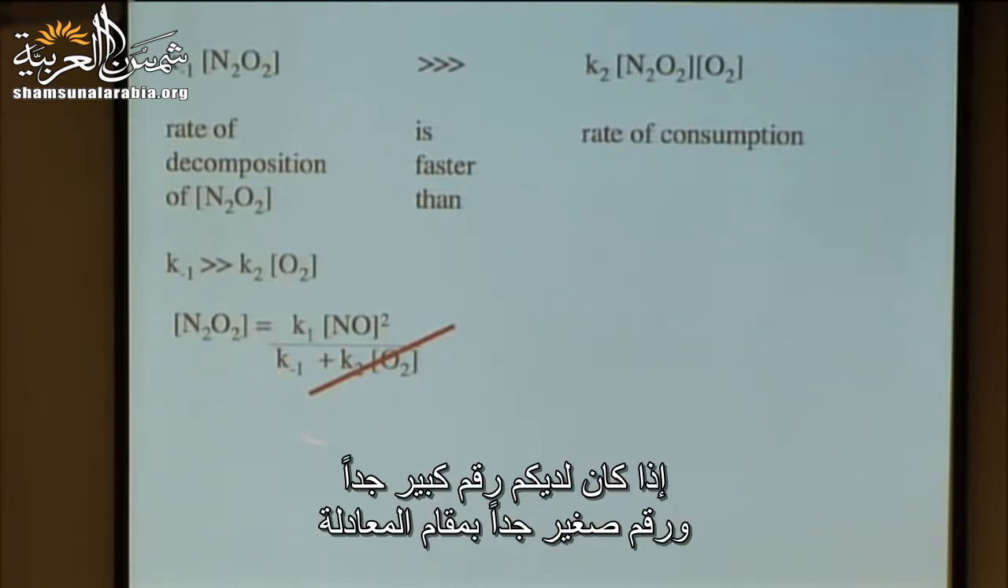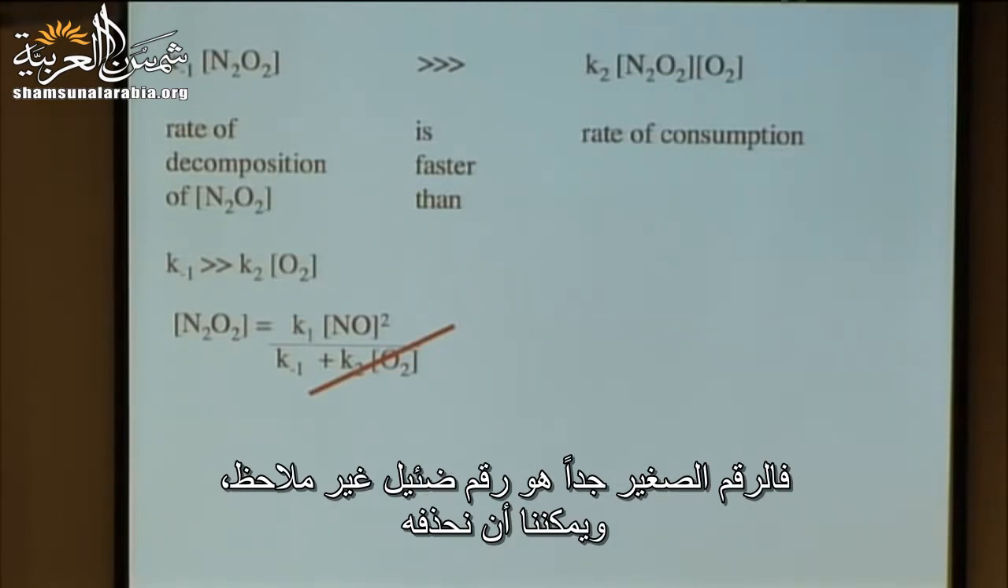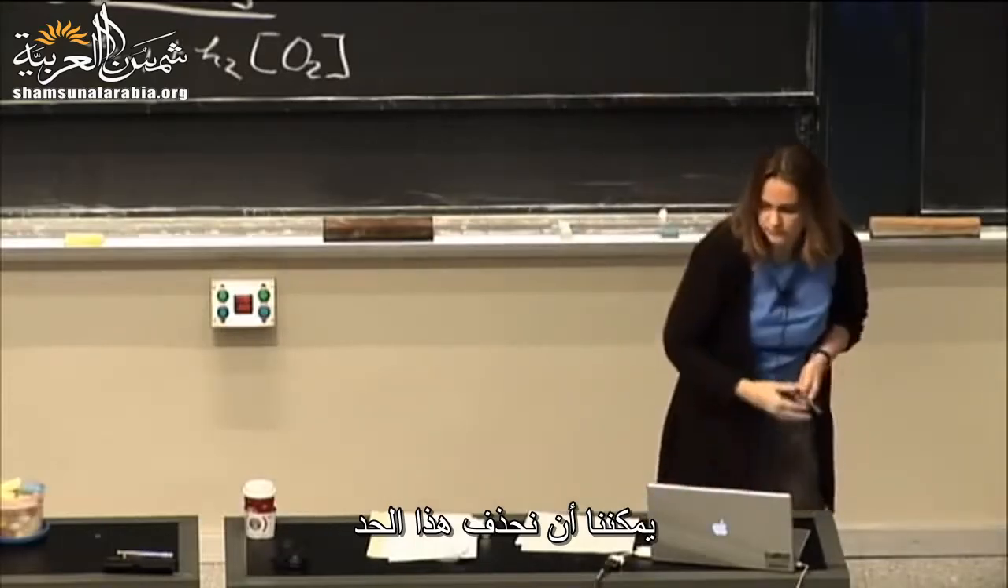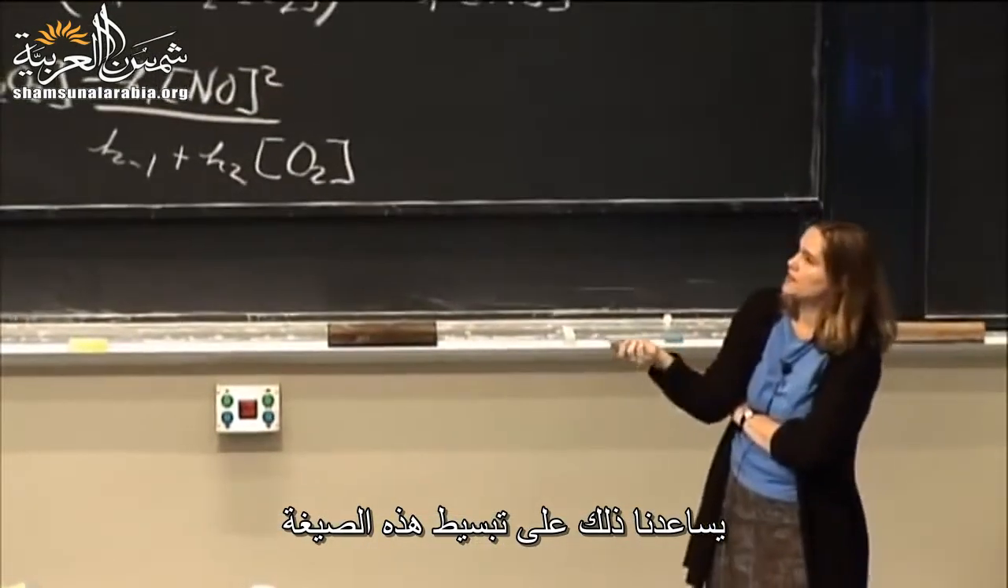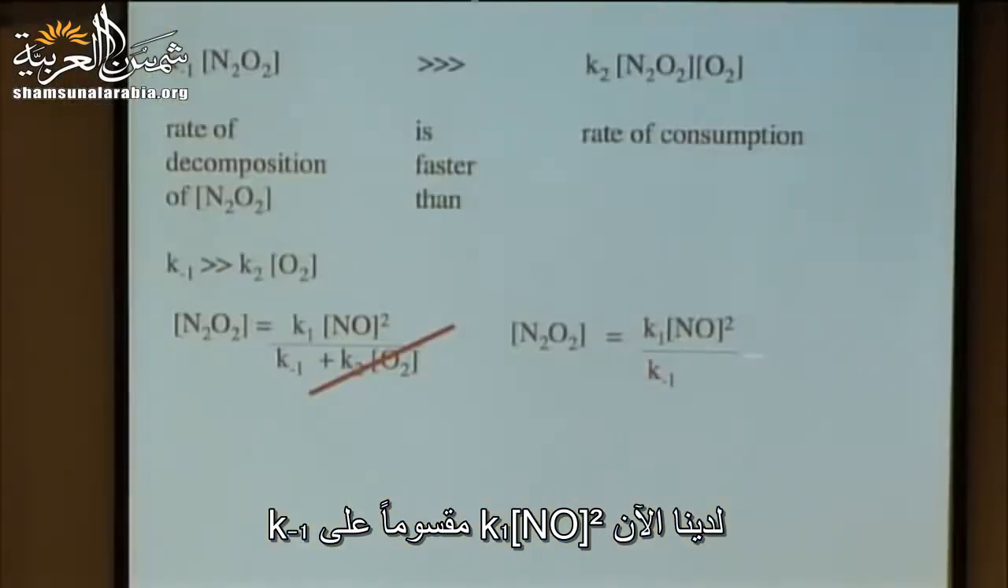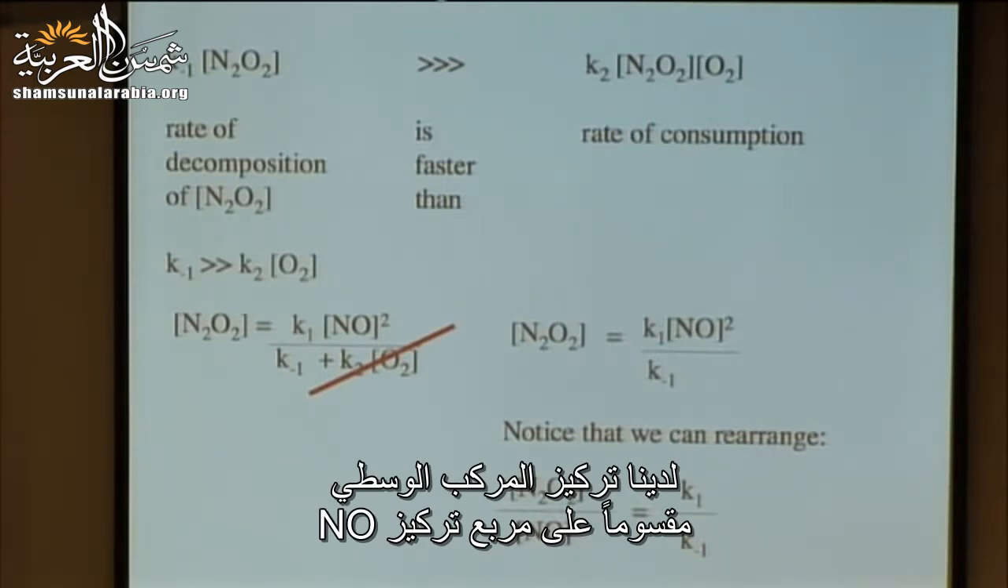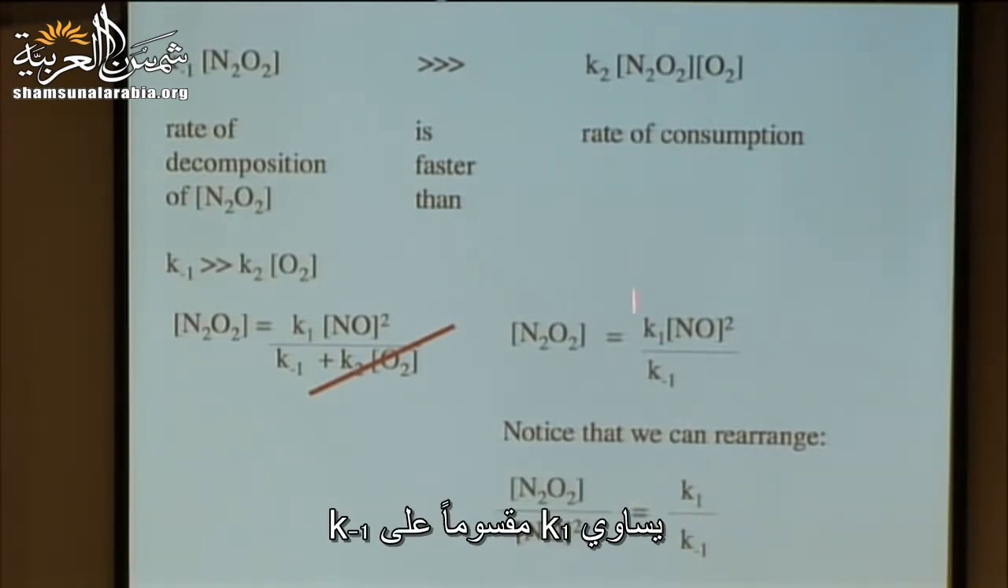So if you have something really big and something pretty small on the bottom of this equation, the really small thing is kind of insignificant. And so we can get rid of that here. So we can get rid of this term. So that allows us to simplify this expression. Now we have k1 times NO squared over k minus 1. We can also rearrange that and bring our concentration terms on one side. So we have our intermediate over our NO squared, and that is going to be equal to k1 over k minus 1.